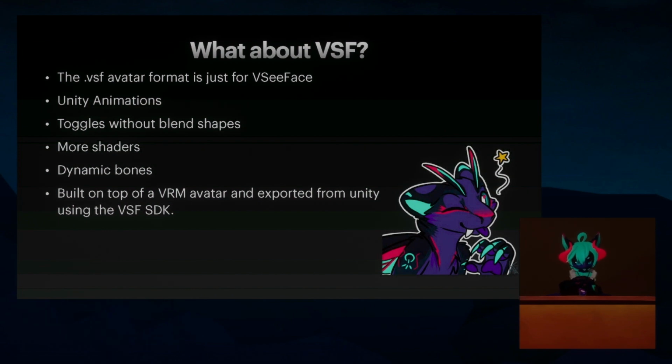You can also use animations to make toggles without blend shapes. So if you ever had a character, say you want to add glasses to your character really, really fast without making a new blend shape, you would just want to add it in Unity. It would be easier to do that with the VSF format. Otherwise, you'd have to go into 3D and make a new blend shape to hide your new accessory. Whereas in Unity, you could just record a really, really simple animation to toggle a new accessory, such as glasses.